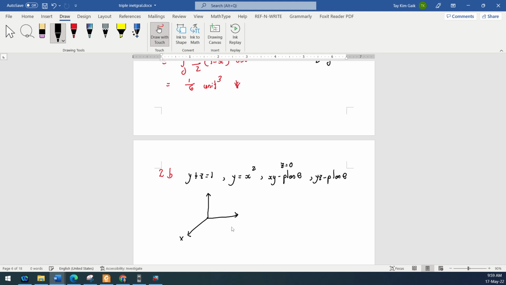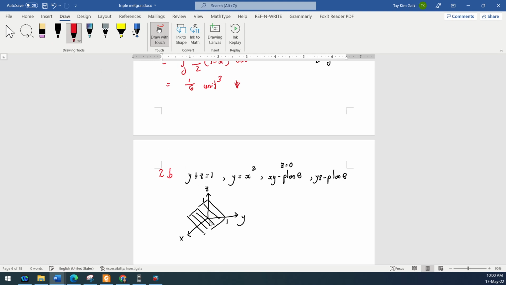Okay, this is x, this is y, this is z. Y plus z equal to 1, so it means the y-intercept is 1, z-intercept is 1. Okay, you have this plane, so it should be something like that, that plane. Okay, and then y equal to x squared, the parabola.